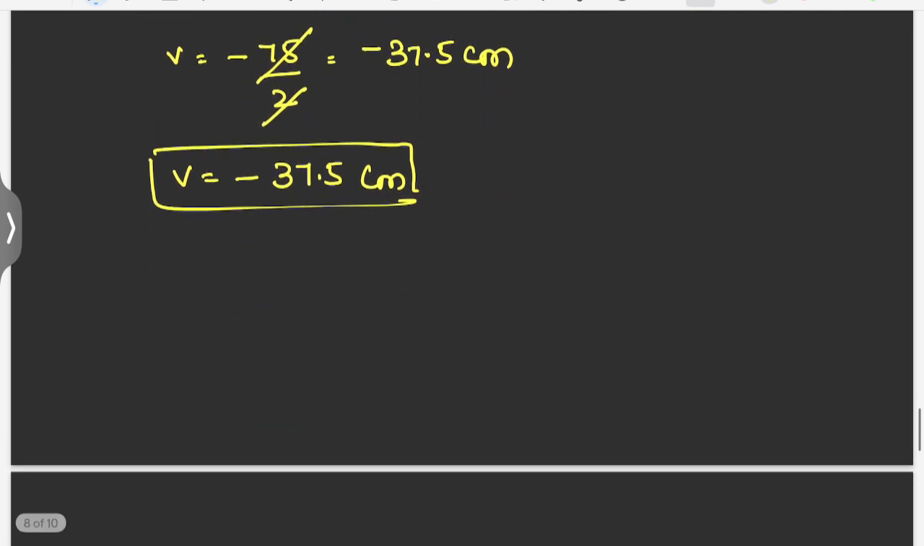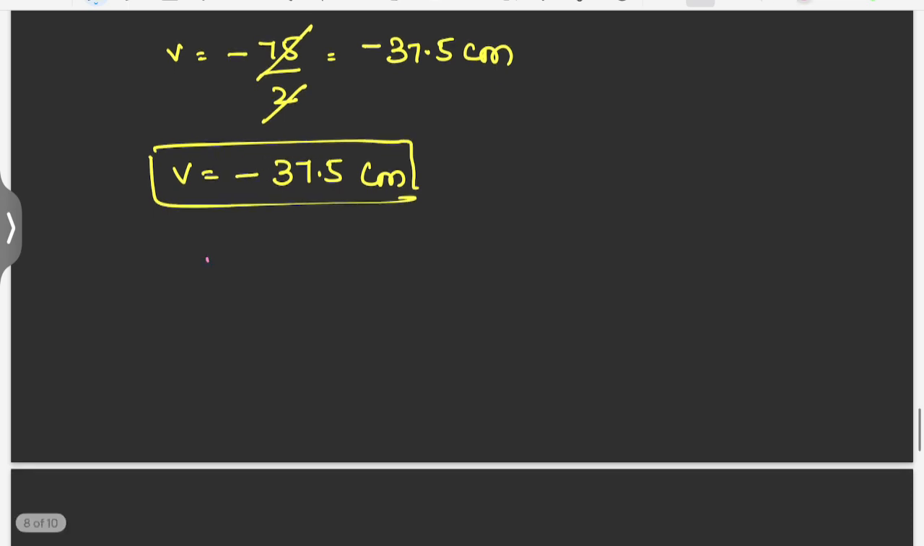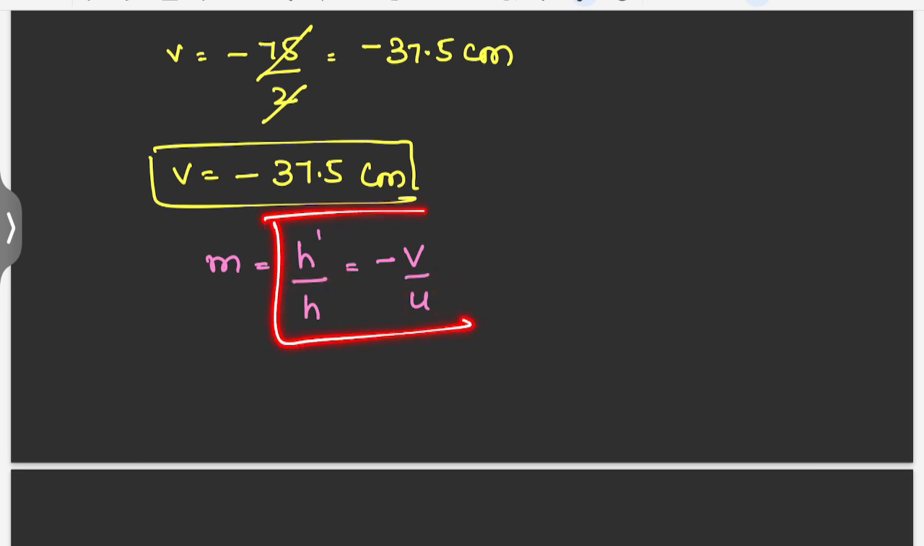So next let us find the height of the image. To find the height of the image we have the formula m is equal to h dash divided by h, which is equal to minus v divided by u. In the next step, h is given in the question, v value we have found, and u is given in the question. So we have to find this h dash. So now take only this formula: h dash divided by h is equal to minus v divided by u.